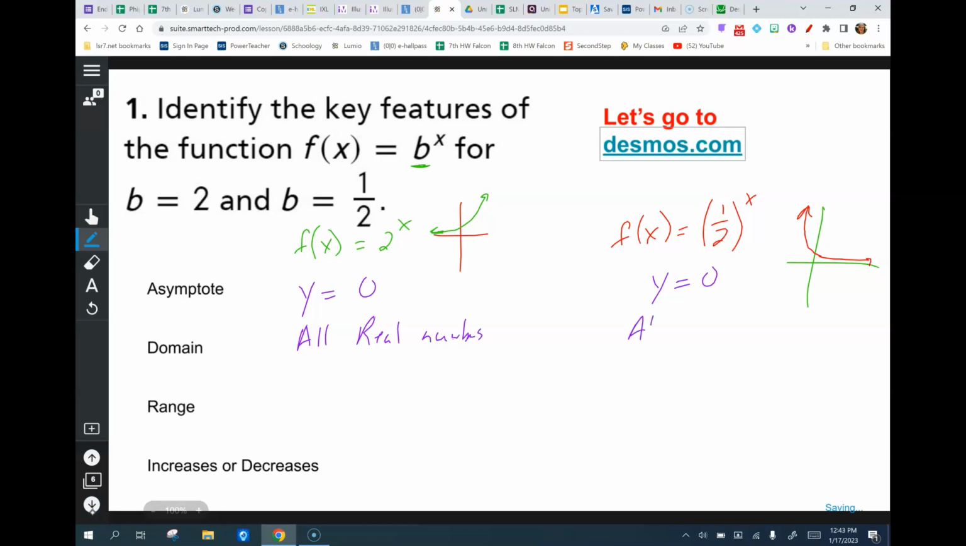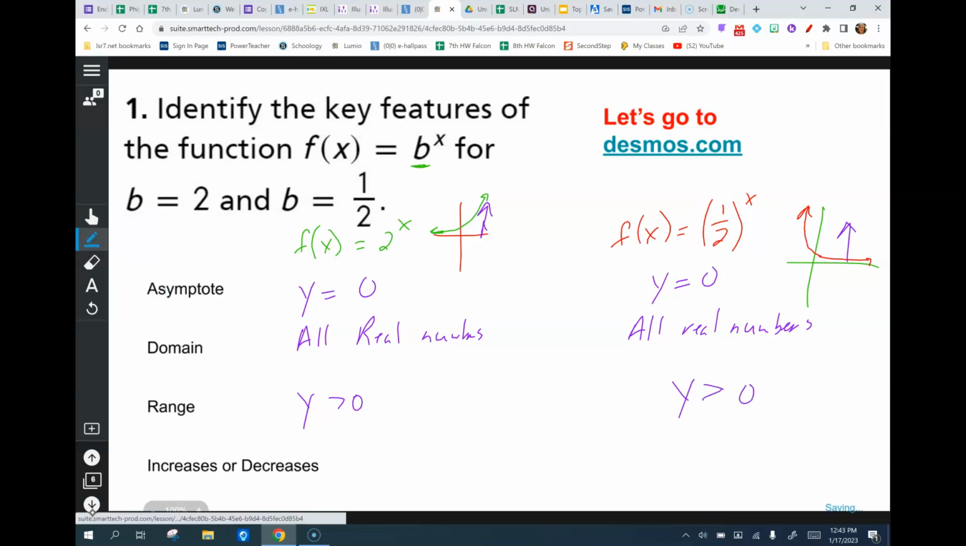And all real numbers. Okay? What about my range? Well, notice my range is restricted. It goes from here up. So my range is going to be y is greater than 0. It doesn't even hit 0, and that's important you understand that it's going to be y is greater than 0. It does not touch it, so y is greater than 0.